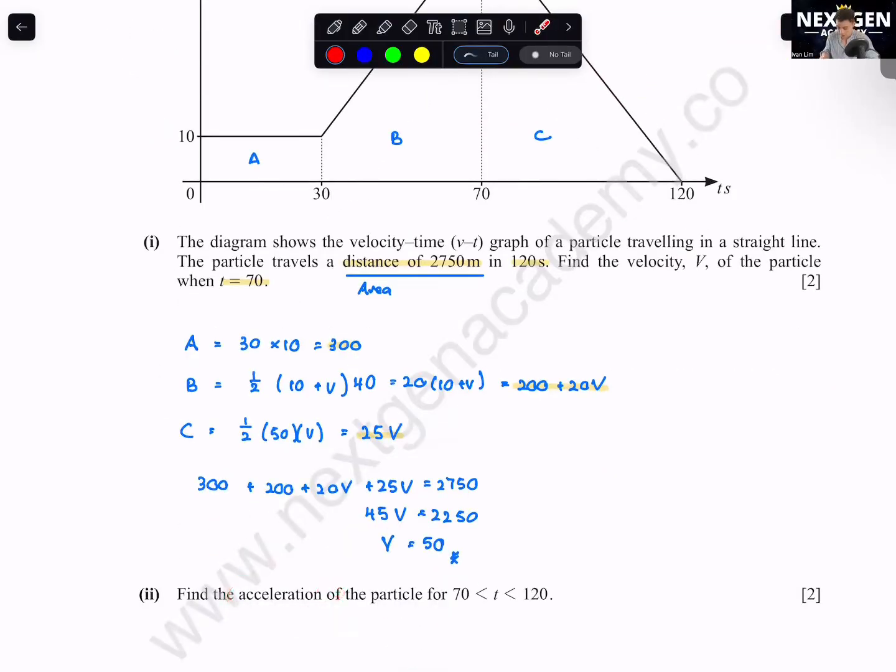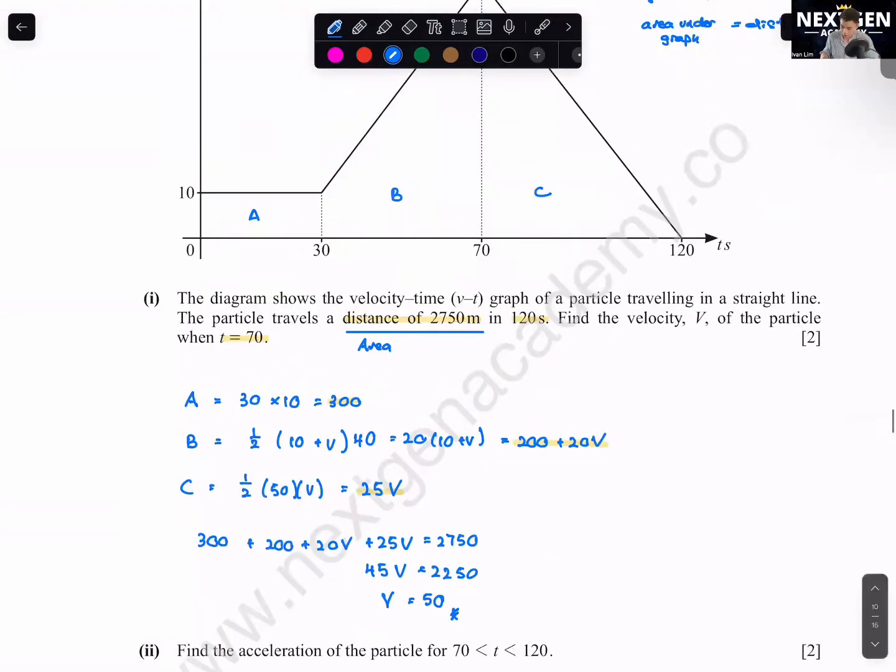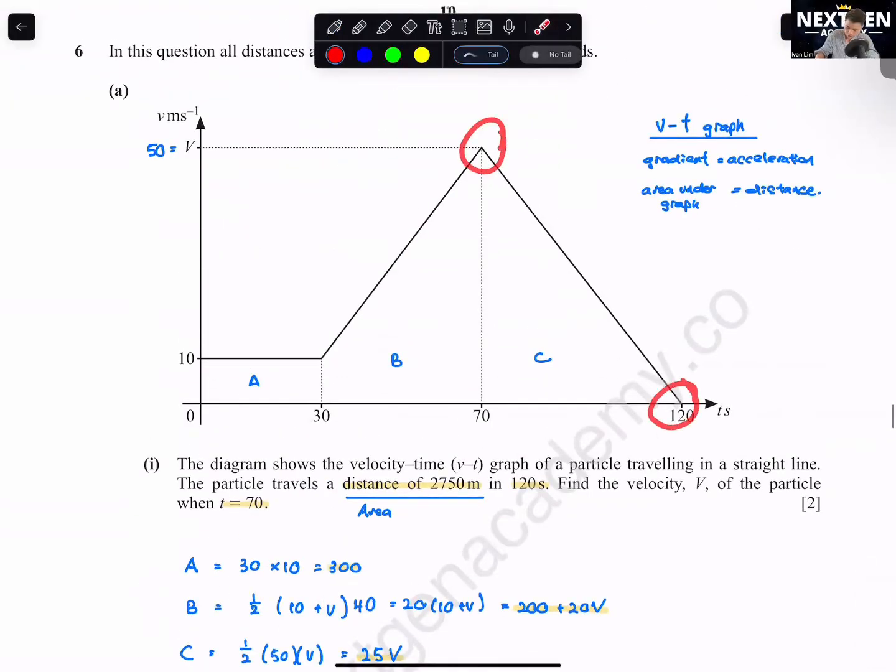Sometimes they may say, find the deceleration of the particle. Then if it's going down, your value needs to be positive. But since they say here, find the acceleration, you are going to put it as negative. Okay, negative value. So acceleration is equal to your gradient. Go and find the gradient of the graph. All you need is these two points. What is this point? This is 70, 50. This is 120, 0.